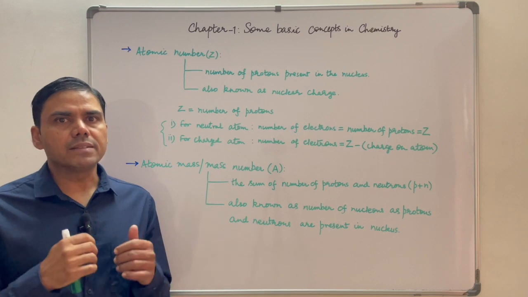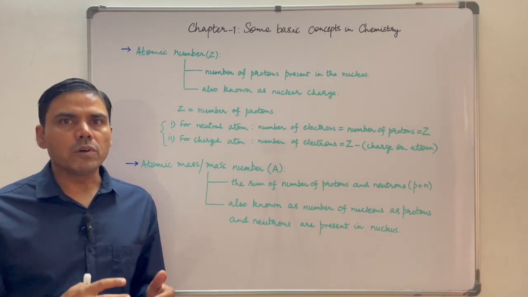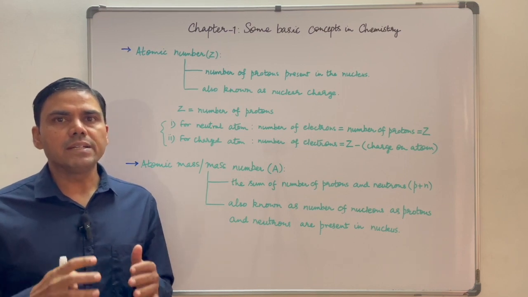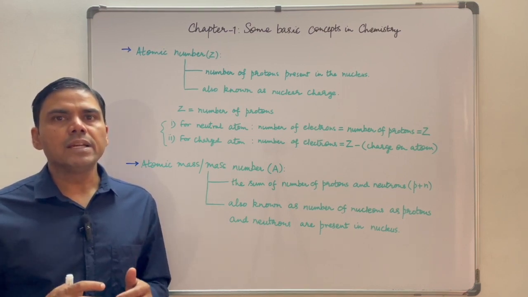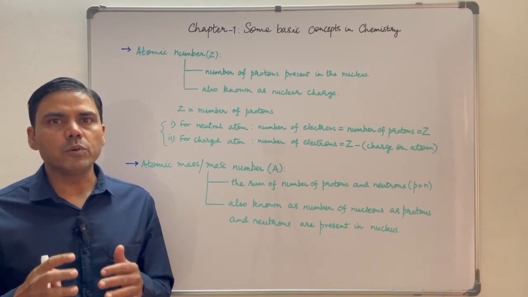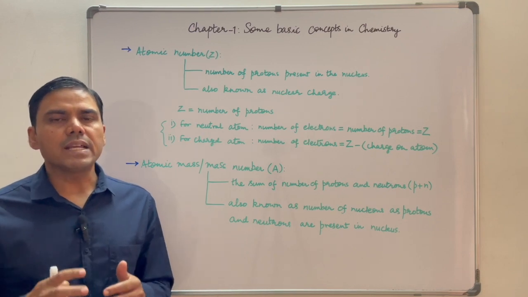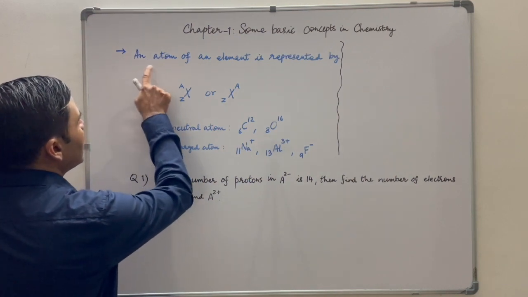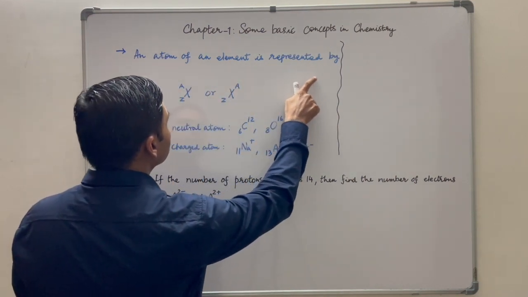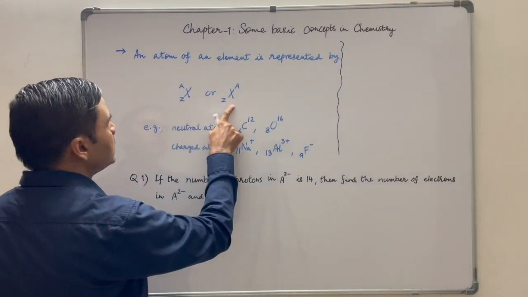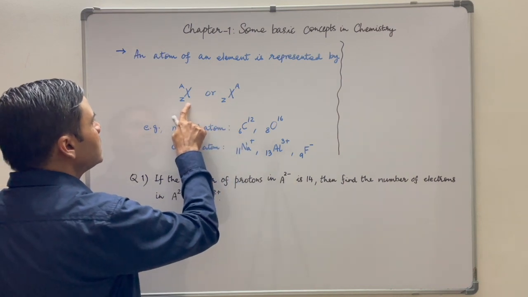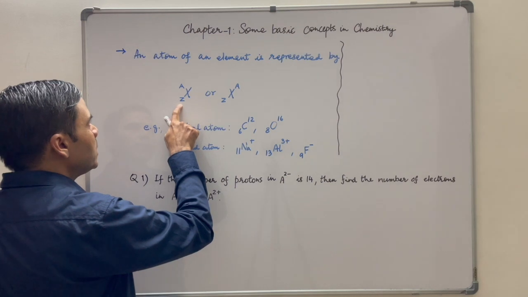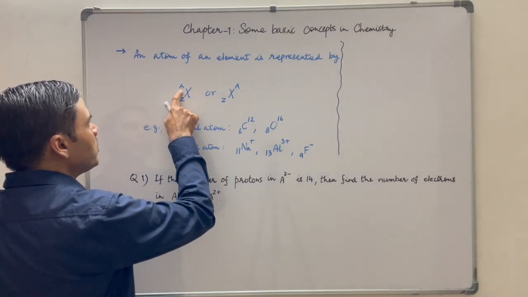Atomic mass or mass number. The sum of number of protons and neutrons is known as atomic mass of the element. It is represented by capital A. It is also known as number of nucleons, as protons and neutrons are present in nucleus. An atom of an element is represented by either this way or this way, where X represents chemical symbol of the element, Z is its atomic number and A is its atomic mass.